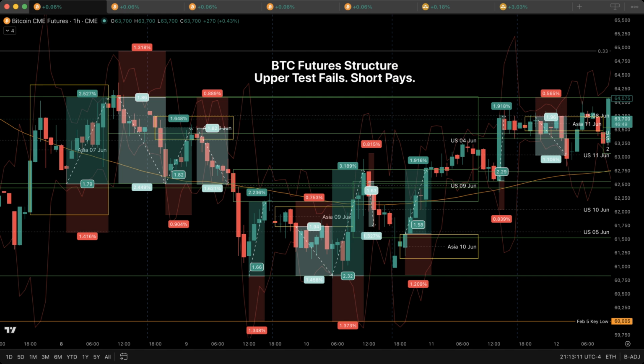Now build the trade in the correct order. Stop line first. Entry line second. Target line third. June 11th Asia short setup. Entry line: June 11th Asia session upper boundary. Stop loss line: June 8th US session upper boundary. Take profit line: June 11th US session midpoint. Risk-reward ratio: 1.96.